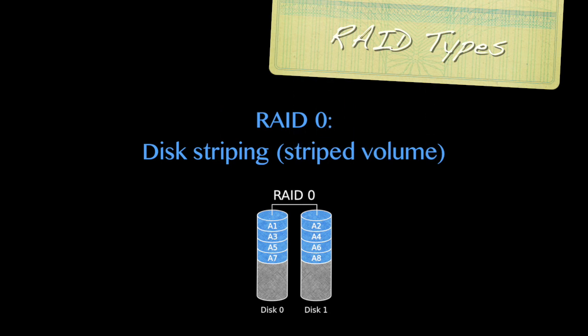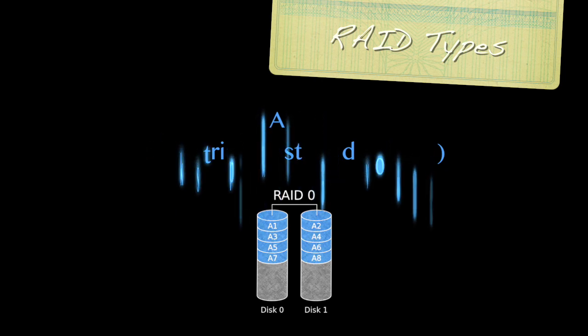RAID 0 is disk striping, or a striped volume. With RAID level 0, the data is split across drives with no data redundancy. RAID level 0 improves read and write performance by writing to multiple drives at the same time. You need a minimum of 2 drives.